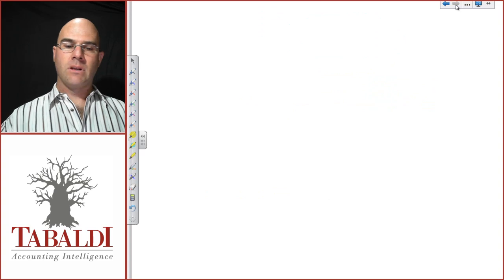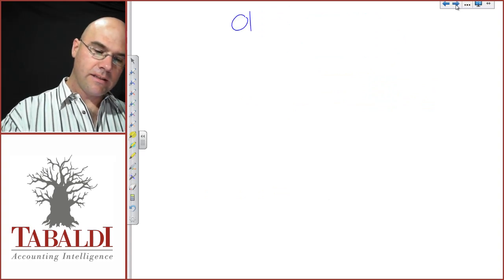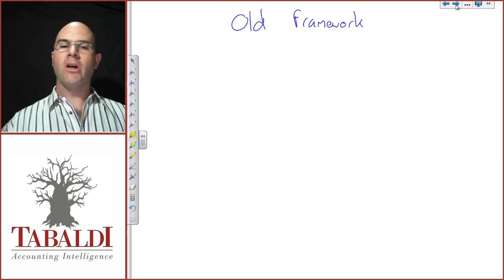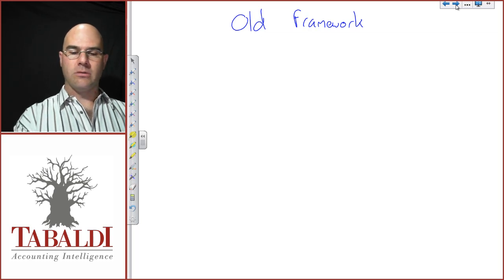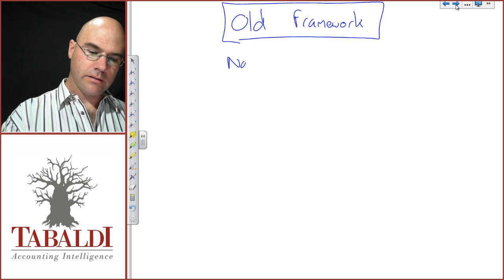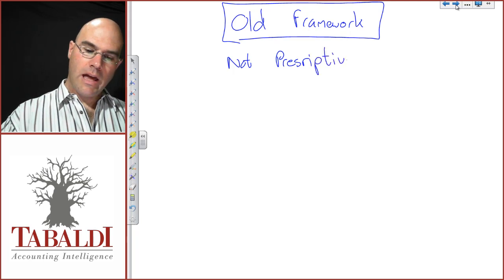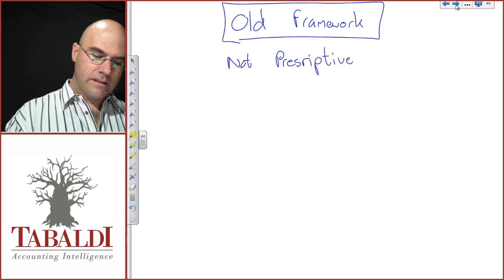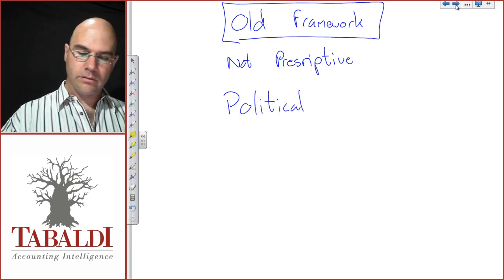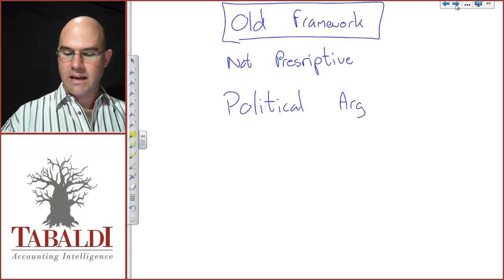So please remember, this measurement basis is the old framework still. It has not yet been updated in terms of the new improved conceptual framework for general financial reporting. So it does not prescribe a measurement basis. So it's not prescriptive. And just from an interest perspective, this is probably the most political argument within the standard setting bodies.